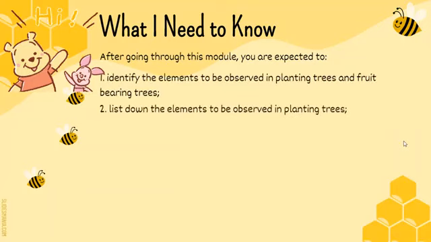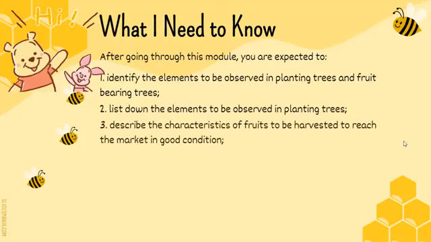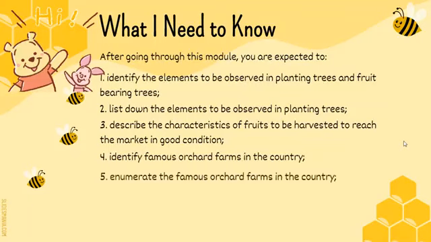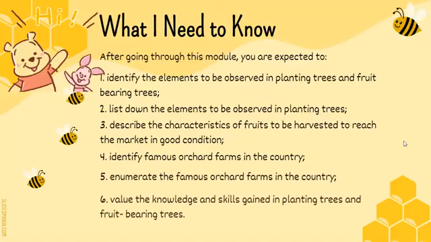List down the elements to be observed in planting trees. Describe the characteristics of fruits to be harvested to reach the market in good condition. Identify famous orchard farms in the country. Enumerate the famous orchard farms in the country. And lastly, value the knowledge and skills gained in planting trees and fruit-bearing trees.